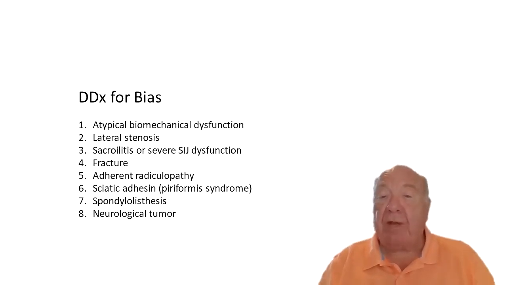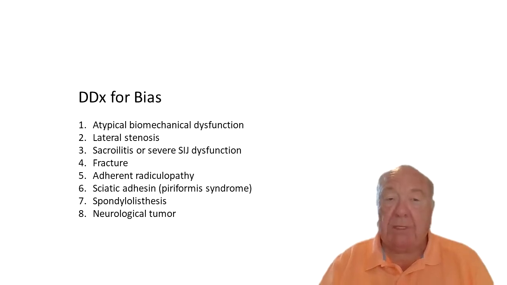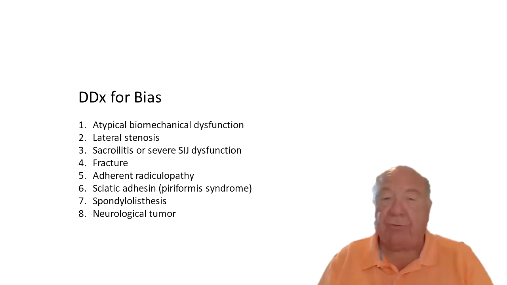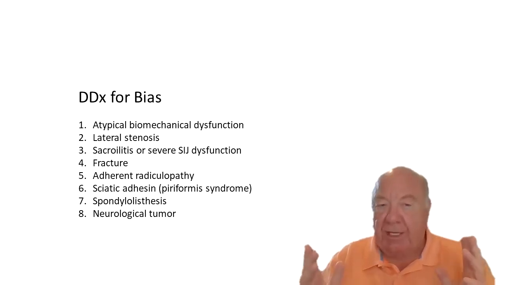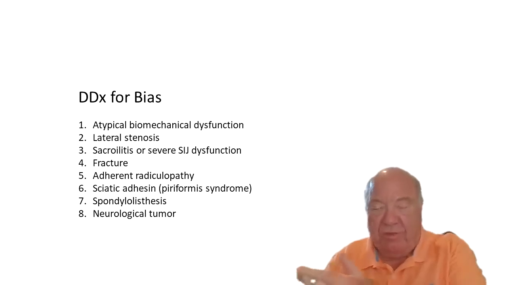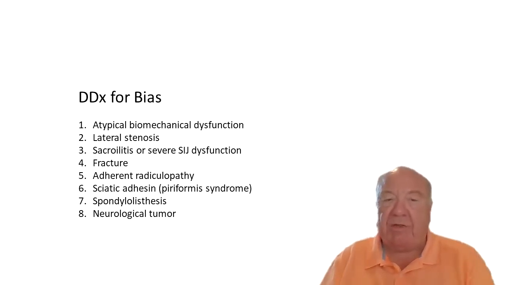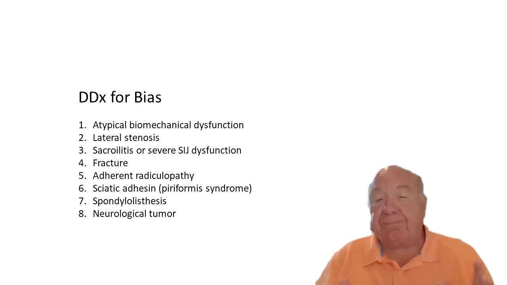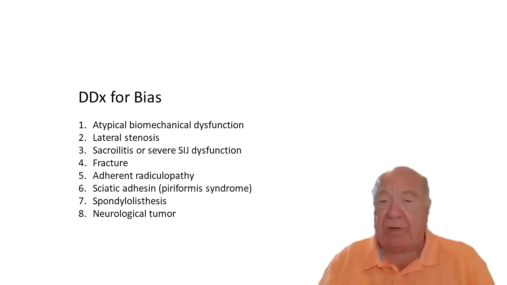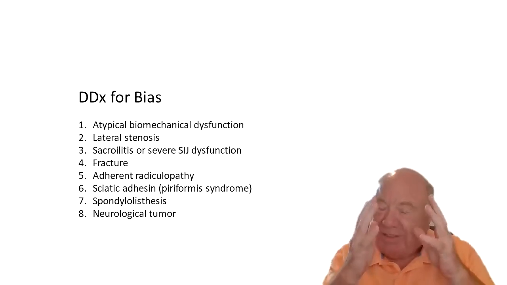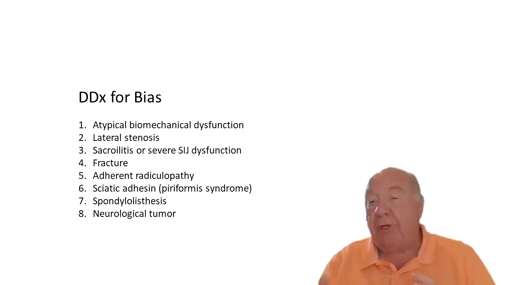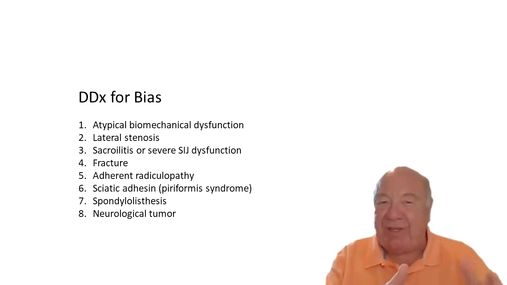So looking at differential diagnosis for this, these are then really atypical biomechanical dysfunction, lateral stenosis, and again, we're looking at unilateral stuff. Sacroiliitis or severe sacroiliac joint dysfunction, fractures, adherent radiculopathy, sciatic adhesions and piriformis syndrome, if you like, spondylolisthesis, and neurological tumors. Now, you go through this list in your head, and maybe not all of them, but the ones you're thinking of, and you decide which test will disprove this. And this is really what you're trying to do. So you want a very sensitive test that is negative for this.